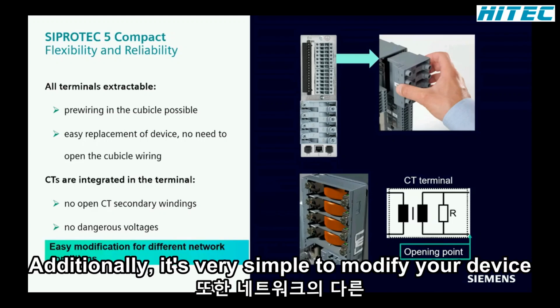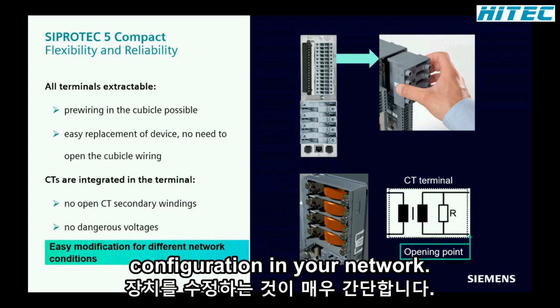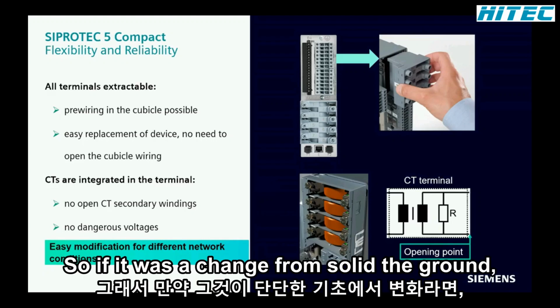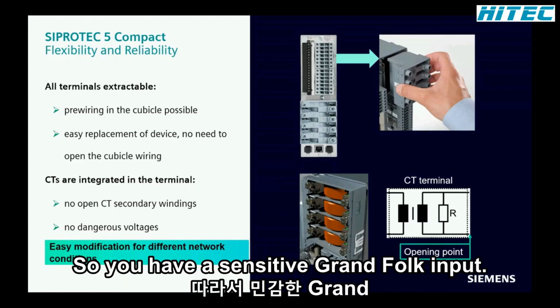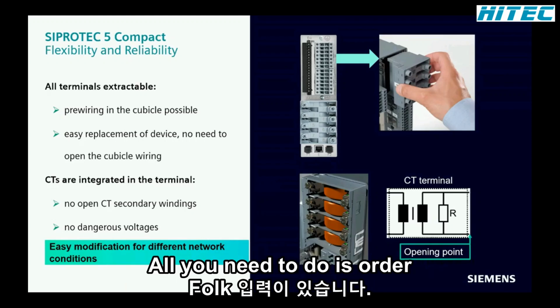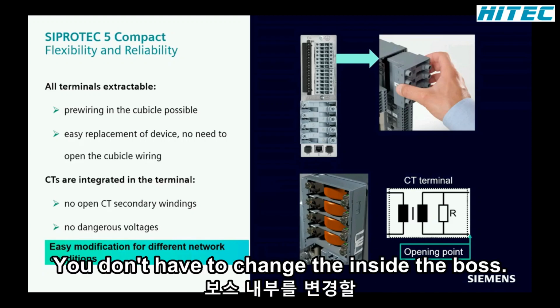Additionally, it's very simple to modify your device if required due to a different star point configuration in your network. So if it was to change from solidly grounded to compensated, to change the device to have a sensitive ground fault input, all you need to do is order a new CT block and change it over. You don't have to change the entire device.